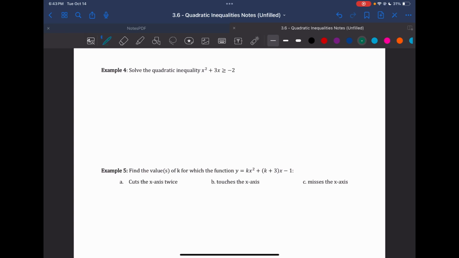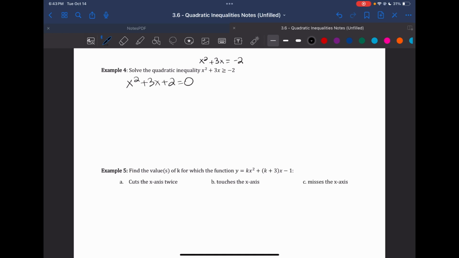All right, so let's try another one of these. So we have the quadratic inequality of x squared plus 3x is greater than or equal to -2. But again, I want this to act as if it said equals -2 at first, and then we'll go back to the fact that it's an inequality. For this one, I'm just going to add 2 to the other side. So it's x squared plus 3x plus 2 equals 0, because you always want it to equal 0.